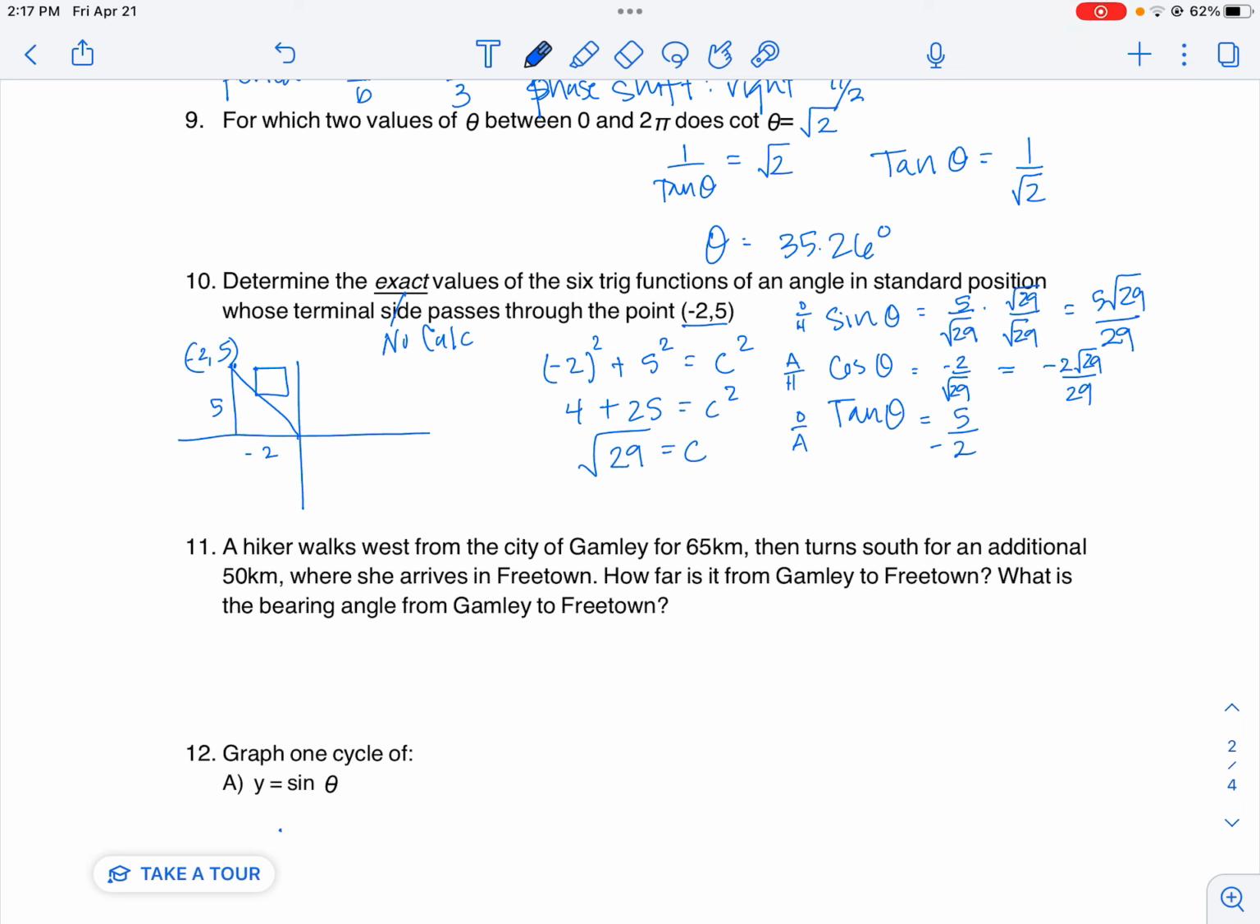Now to find the cosecant, the secant and the cotangent, they're reciprocal trig functions, so I'm going to flip over my answers. Cosecant is hypotenuse over opposite, so I'm going to be looking at the square root of 29 over 5. For secant, I'm going to be looking at the hypotenuse over the adjacent, so negative square root of 29 over 2. And for cotangent, I'm going to be looking at -2 over 5.